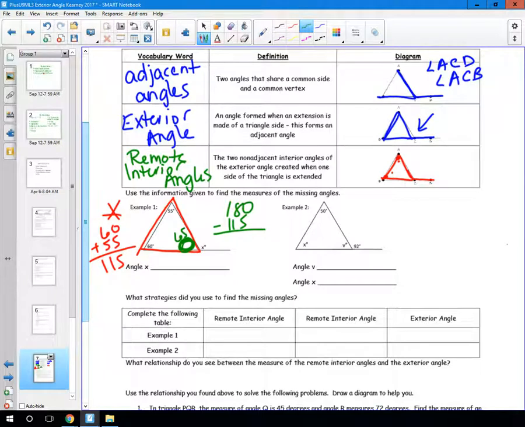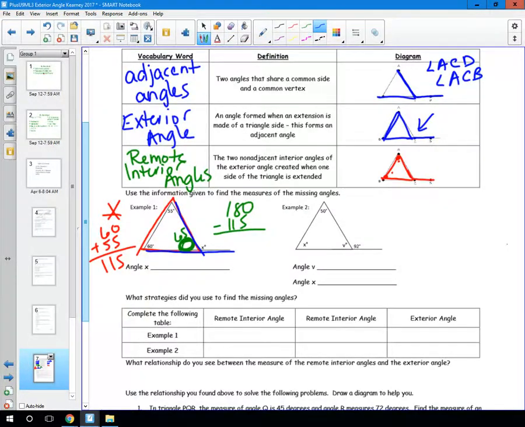So now I've got all 3 interior angles. And what do you notice that 65 and X form with each other? What do you see that they're on top of? That's right, they're on top of a 180-degree line.